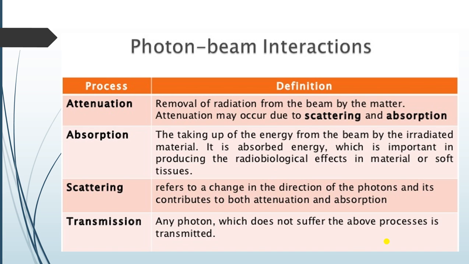Attenuation occurs when there is scattering and when there is absorption; then it gives the attenuation. Absorption means it takes up the energy from the beam of irradiation. When we pass radiation onto matter, meaning substances, the substances start to absorb energy, which is important in producing radiobiological effects.